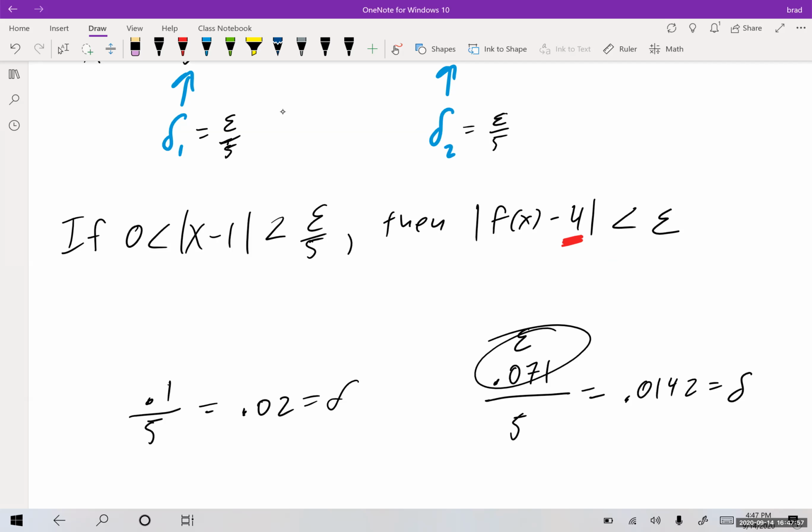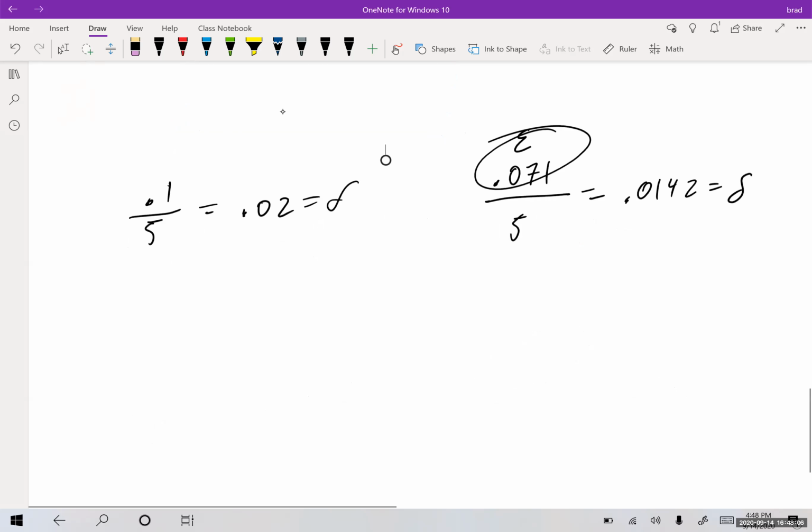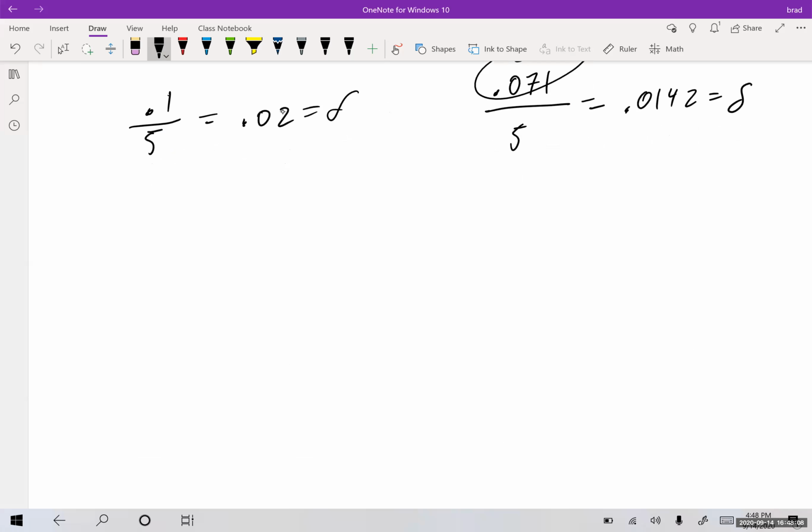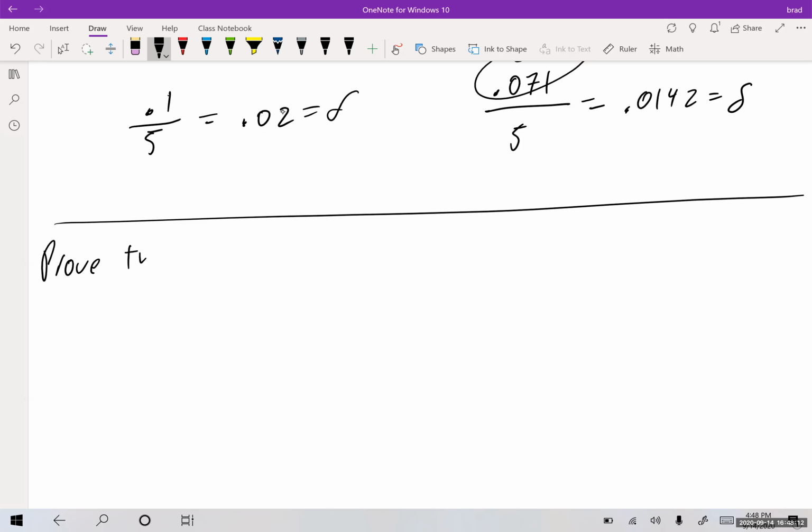So let's try a formal one, okay? Let's try one from scratch. So this is a problem you might see, okay? And again, we're going to try to work with some of the nicer ones, okay? So let's say, prove that the limit as x approaches 2 of 2x plus 1 equals 5.